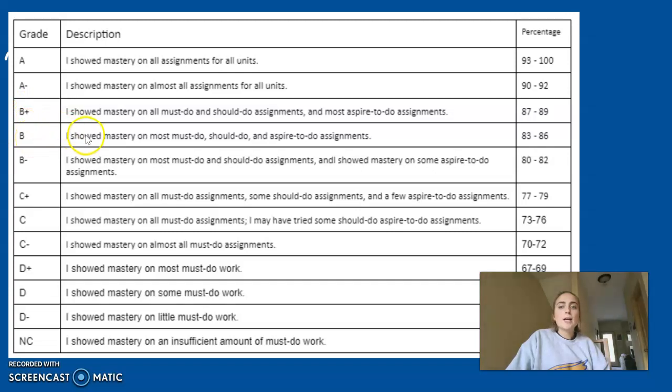A B is showing mastery on most must-do, should-do, and aspire-to-do assignments. A B- is showing mastery on most must-do and should-do assignments and showed mastery on some aspire-to-do assignments. So then you'll see what I was saying down here when you get into the C category. That is for showing mastery on all your must-do assignments, and maybe you tried some of the should-do and aspire-to-dos. That is when you're going to be in the C range.